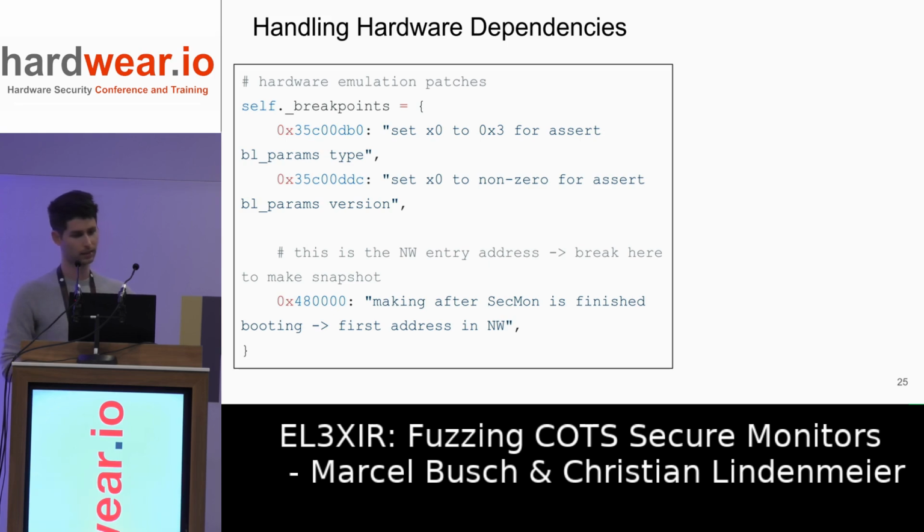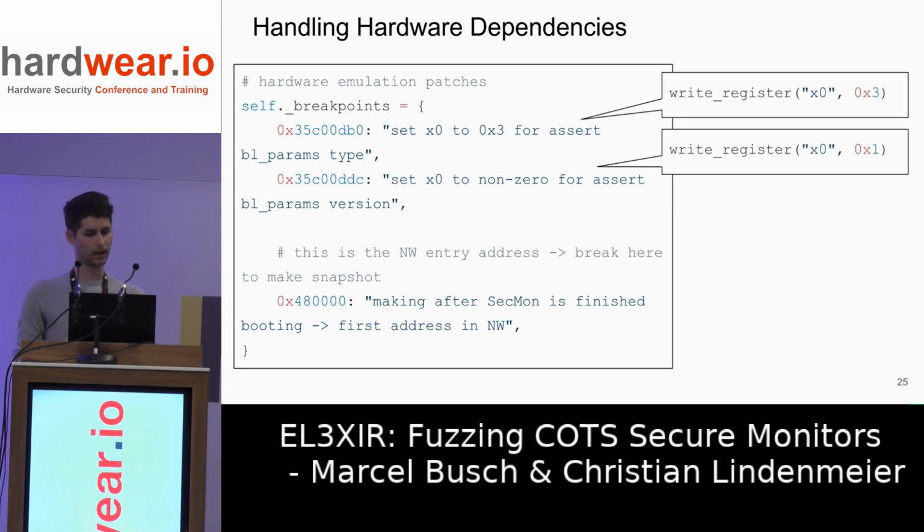And our idea, shown here on the slide, is actually pretty simple. We set breakpoints at those MMIO polling locations. And then we write the expected values, the status bit for example, exactly into the CPU registers that are read from these MMIO ranges.